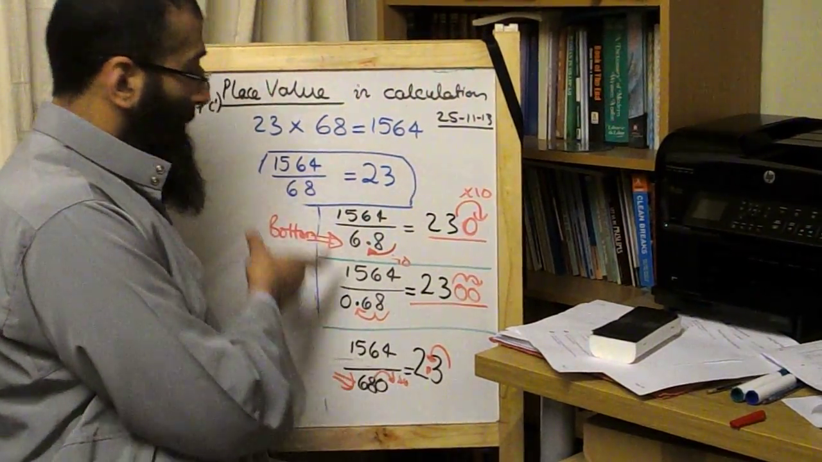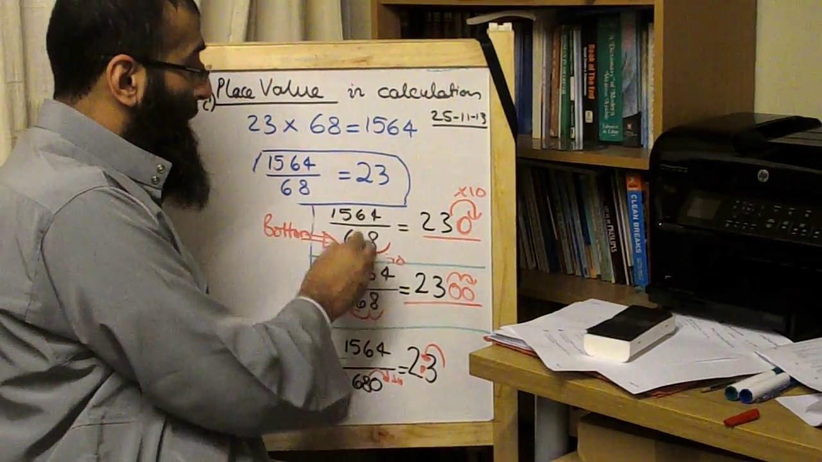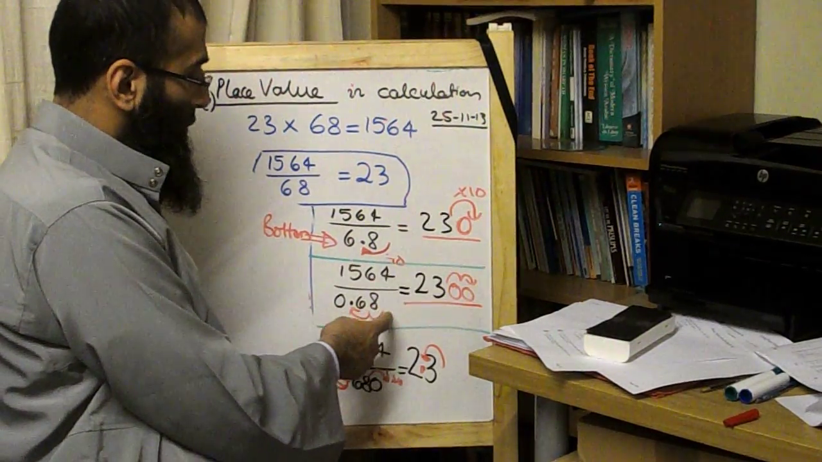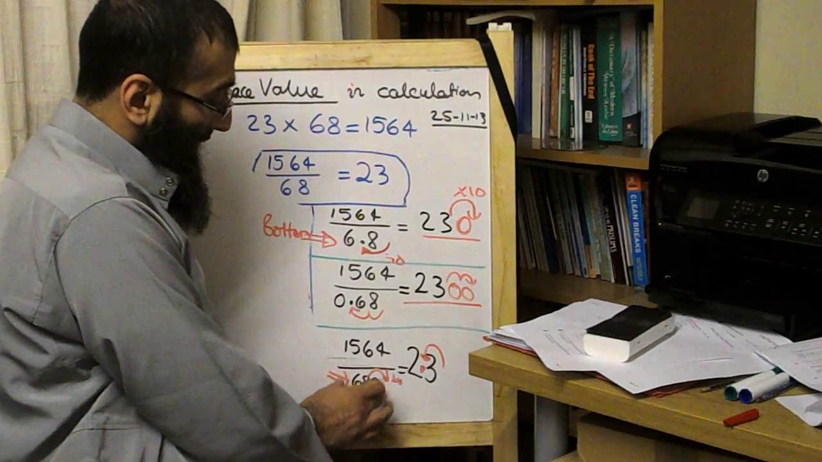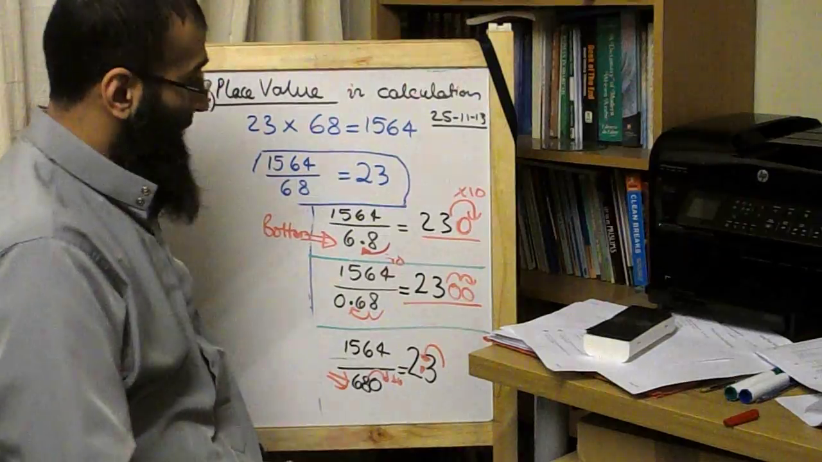So again, quickly go through it. When we're dividing calculation, the number that we're dividing by, when that gets smaller, the answer gets bigger by the same amount. When the number gets smaller by 100, the answer gets bigger by 100. When the number we're dividing by gets bigger, the answer gets smaller by the same amount.